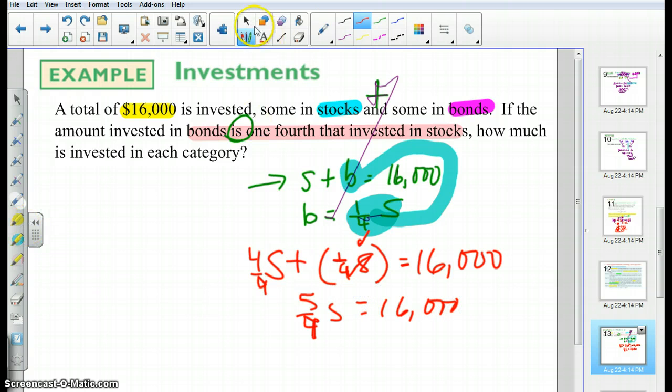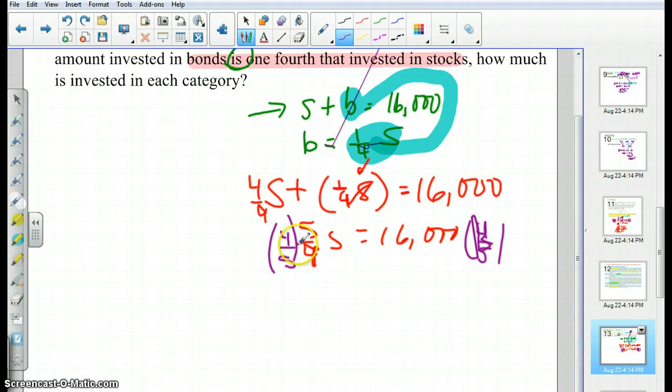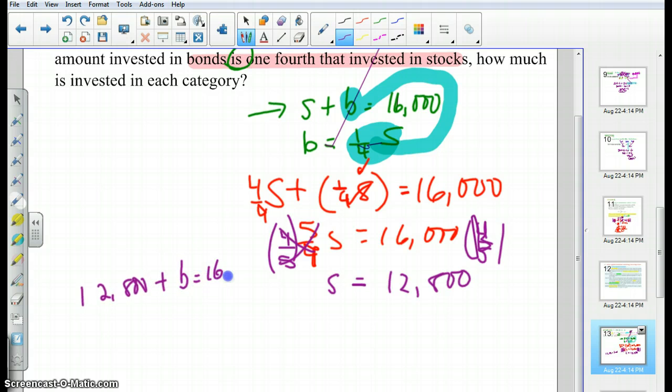I'll multiply both sides by the reciprocal, 4/5. I'll get everything canceling over here except for just S is equal to 12,800. And the last thing I'd like to do is maybe plug that back in here. So I know 12,800 plus my bonds is equal to 16,000. And I'll solve for the bonds, which is around 3,200.